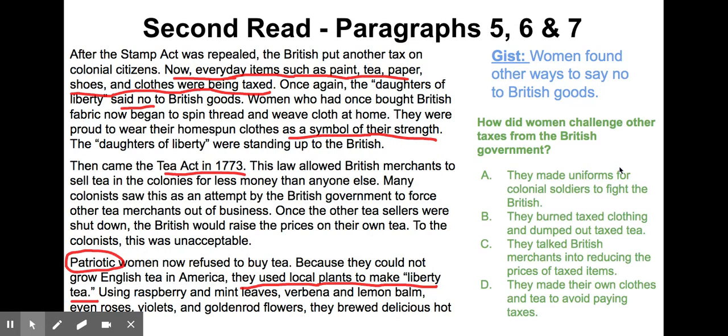Now let's go to our text dependent question. How did women challenge other taxes from the British government? A. They made uniforms for the colonial soldiers to fight the British. B. They burned taxed clothing and dumped out taxed tea. C. They talked British merchants into reducing the prices of taxed items. Or D. They made their own clothes and tea to avoid paying taxes.